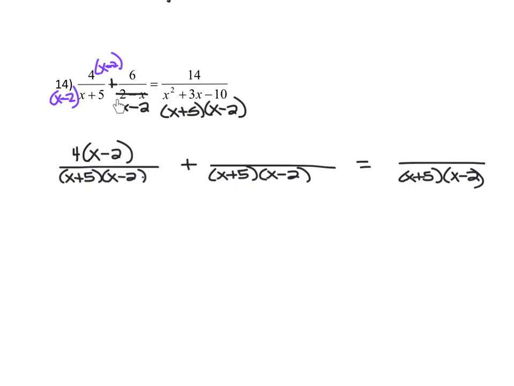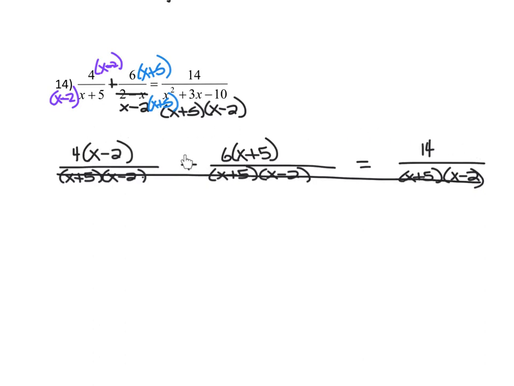And in the second fraction, it has the x minus 2, but it's missing the x plus 5. So I'm going to multiply the top and bottom by x plus 5. Again, it's kind of squished in there, but I'm doing the best I can. So on the top, we have 6 times x plus 5. And then this last fraction, the denominator already is the common denominator, so we can leave this numerator alone. We're just going to bring it right down. Now that all the denominators are the same, I can cross them off. And then this is the equation that I'm going to solve.